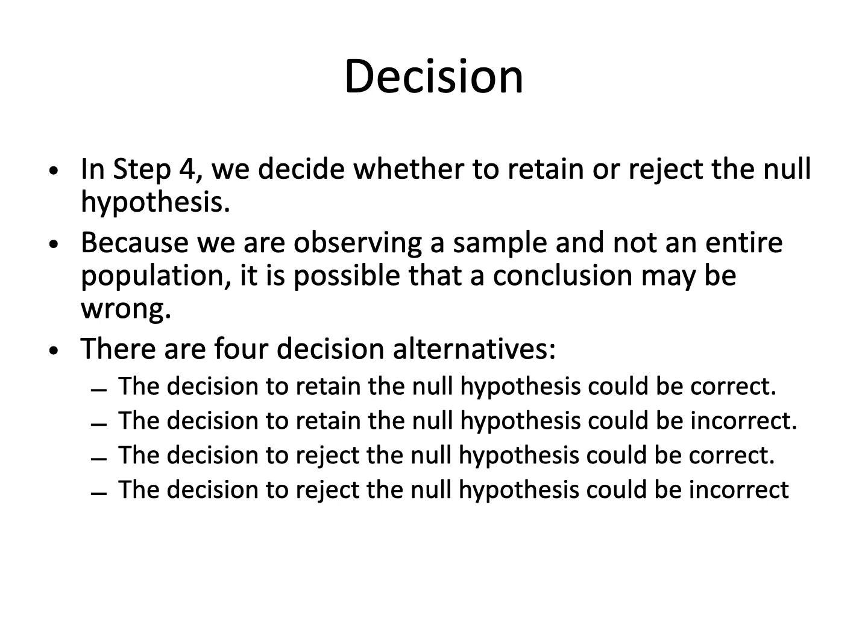As we are observing a sample, not an entire population, it is possible that the conclusion may be wrong, or we may have some error in the decision. And there are 4 decision alternatives. The decision to retain the null hypothesis could be correct, or the decision to retain the null hypothesis could be incorrect. And when we reject the null hypothesis, the decision to reject could be correct, or the decision to reject could be incorrect.